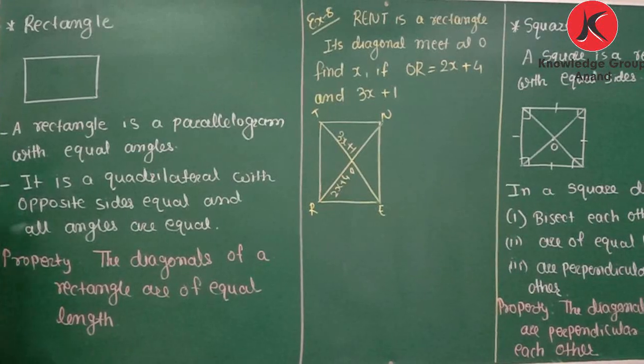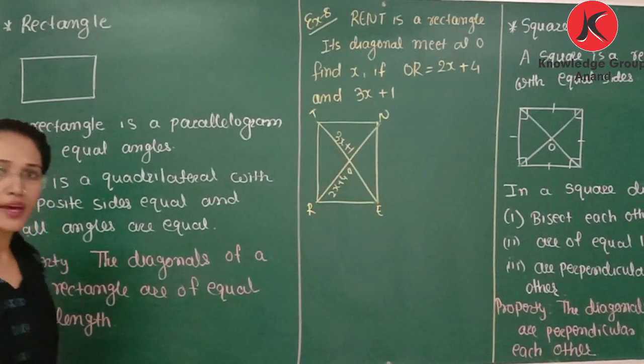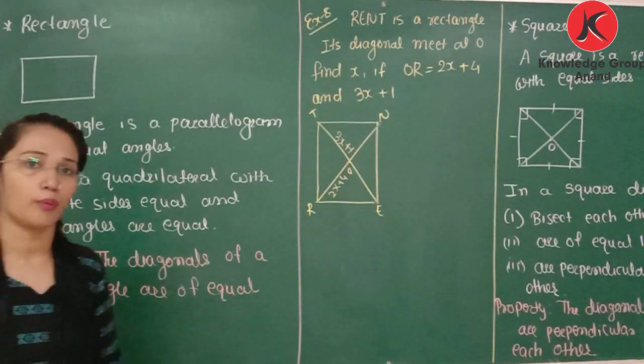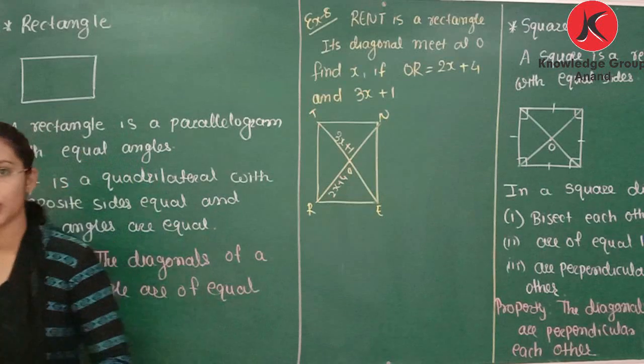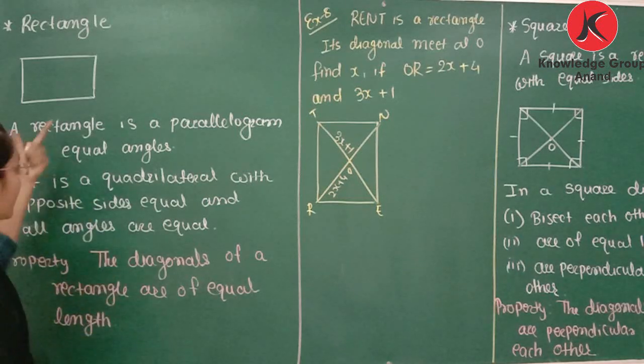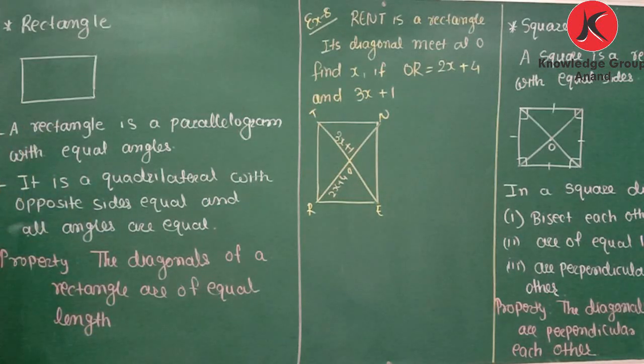Now next, special parallelogram is rectangle. Why is it a special parallelogram? Because it has all the properties of a parallelogram with an extra property. And it is called a parallelogram, but it also has an extra property. That's why it is a special parallelogram. Clear? So rectangle is also a special parallelogram.